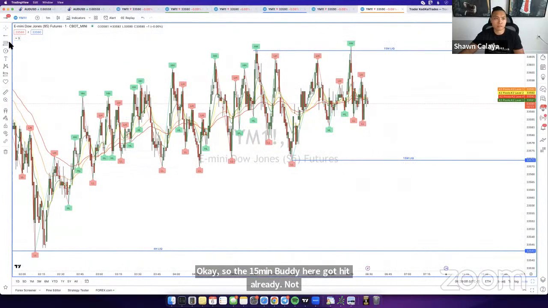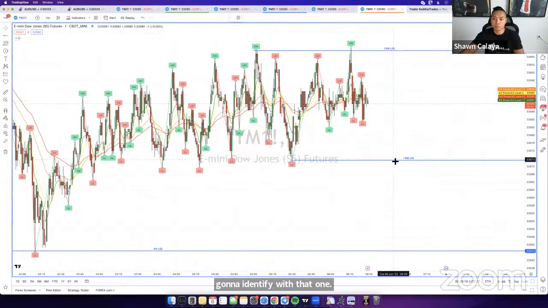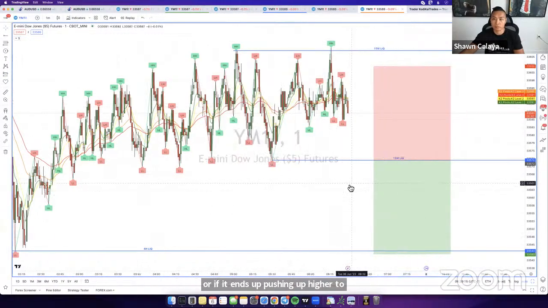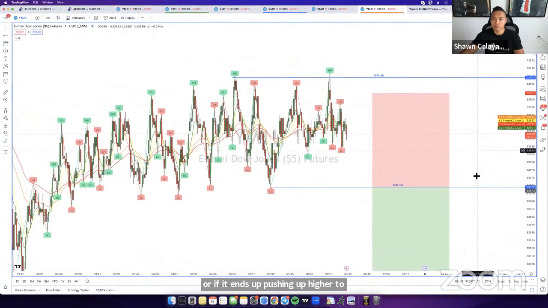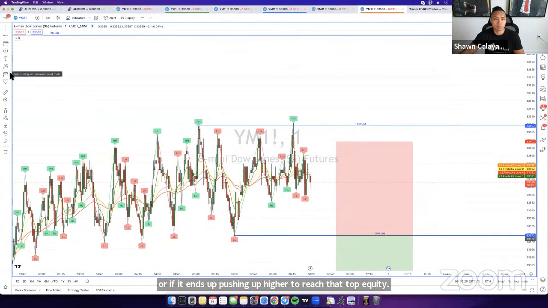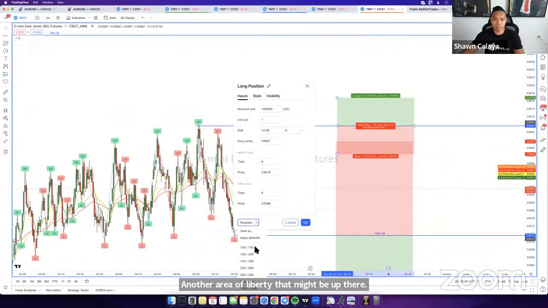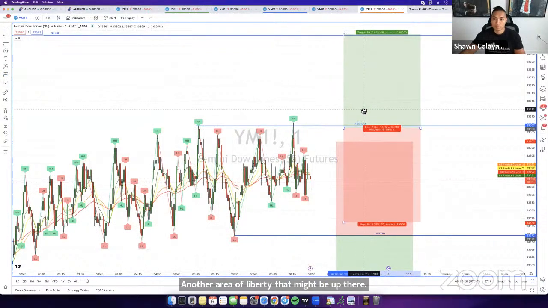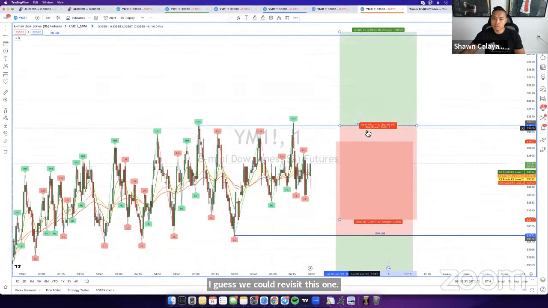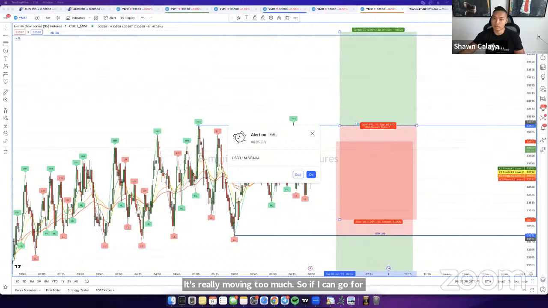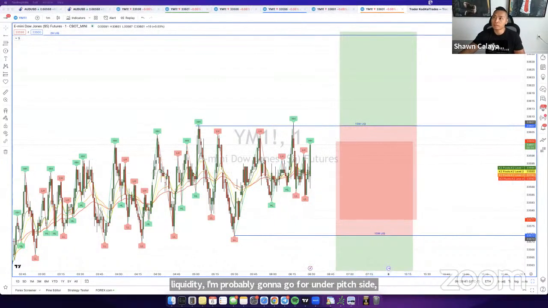But we'll see if price ends up coming down right here, or if it ends up pushing up higher to retest that top liquidity. It's another area of liquidity that might be up there. I guess we could revisit this one. So we'll see what happens. You guys can see how small the market's moving. It's not really moving too much. So if I do go for liquidity, I'm probably only going to go for 100 pips, guys, because the way the price is moving right here, it's not necessarily moving too smooth.